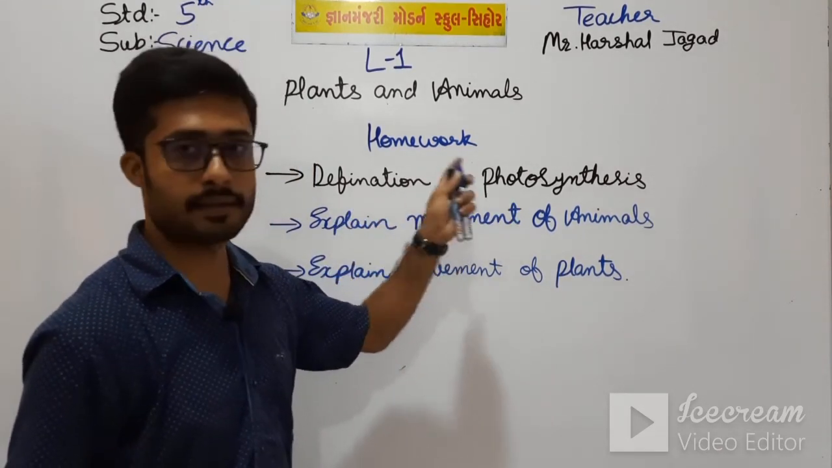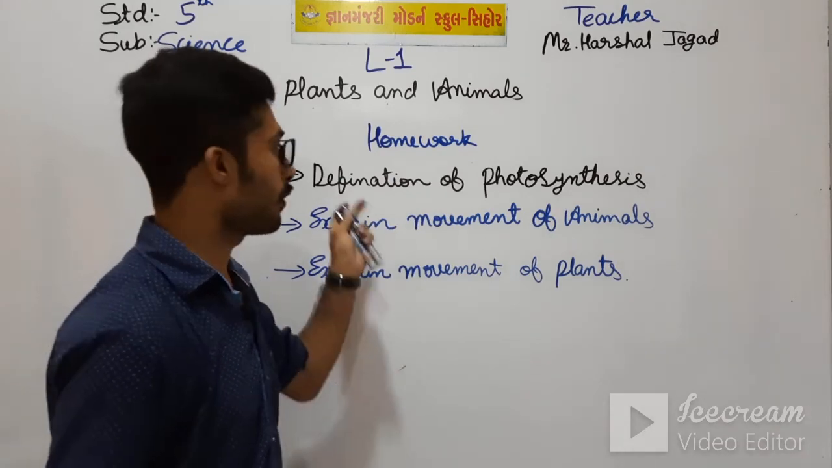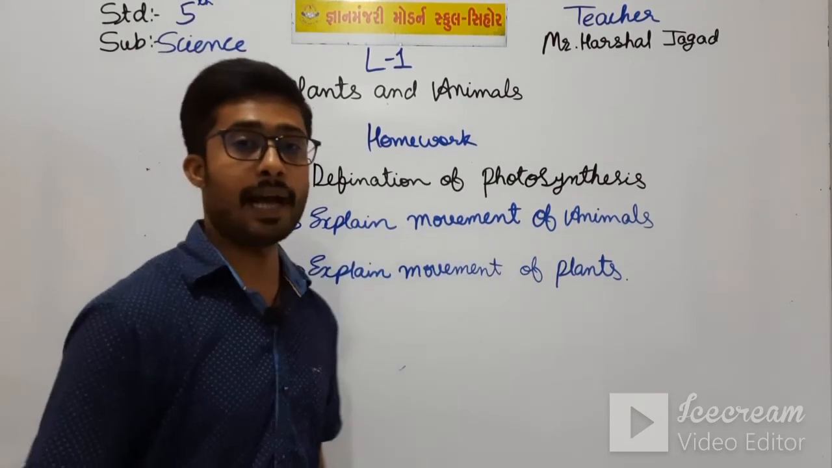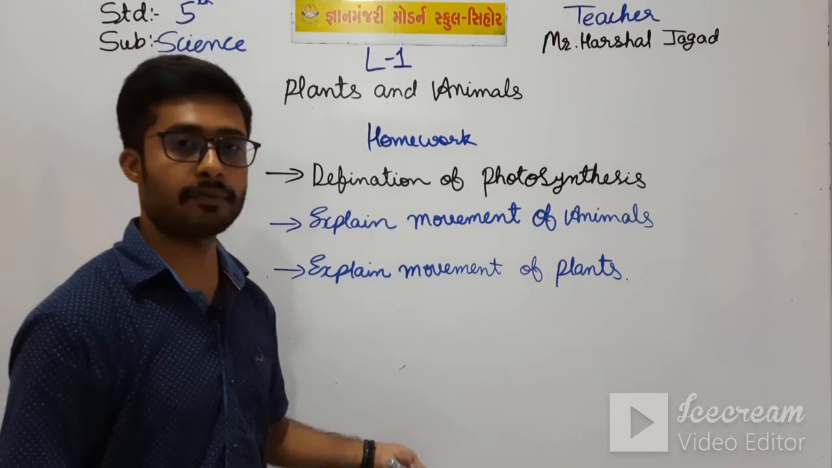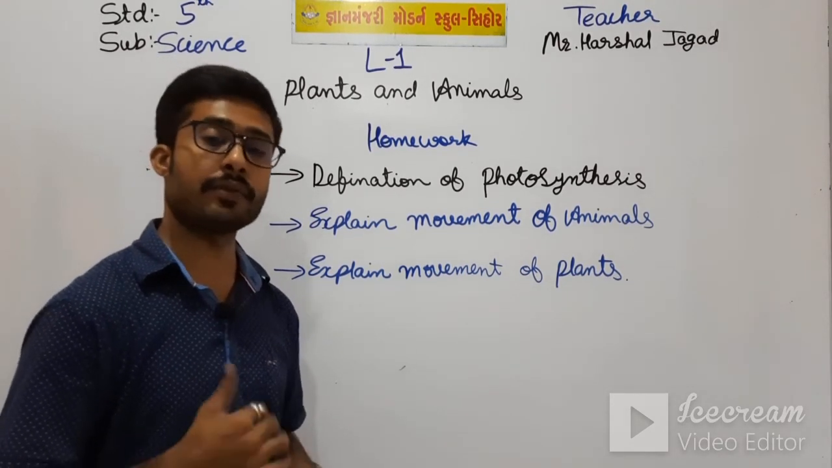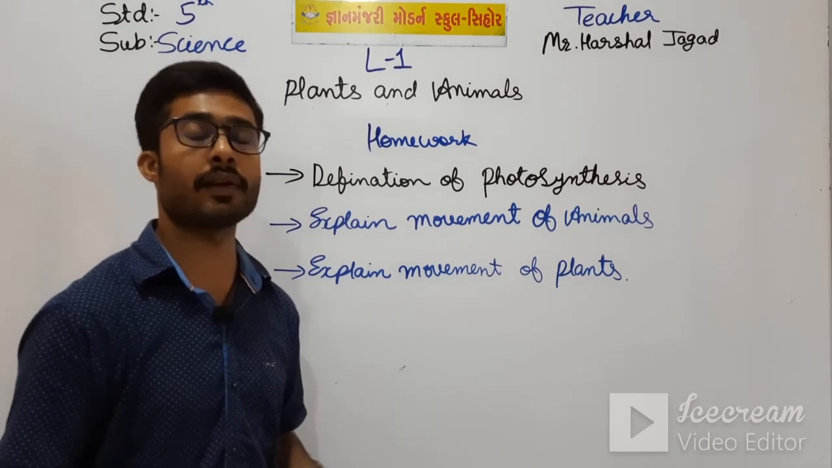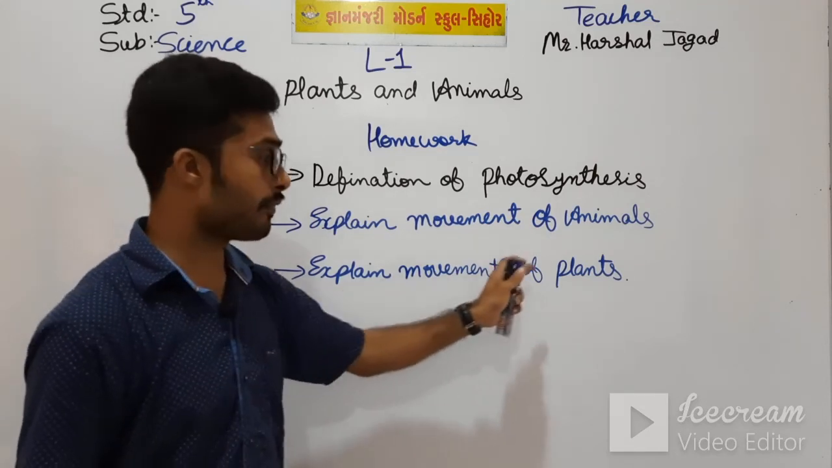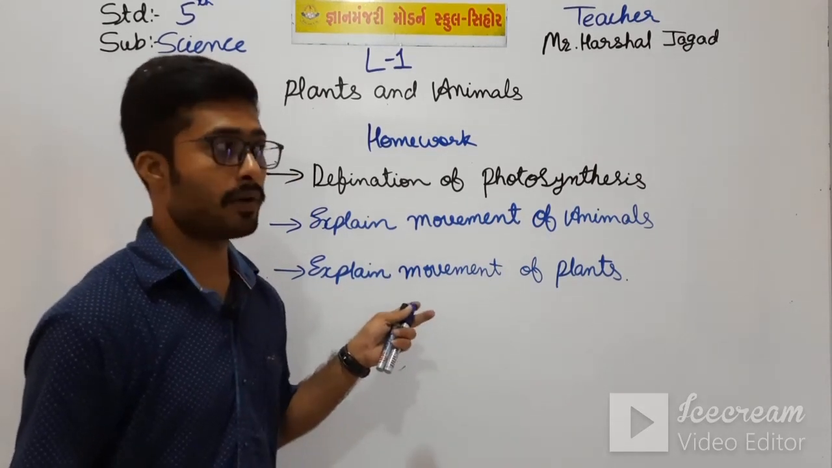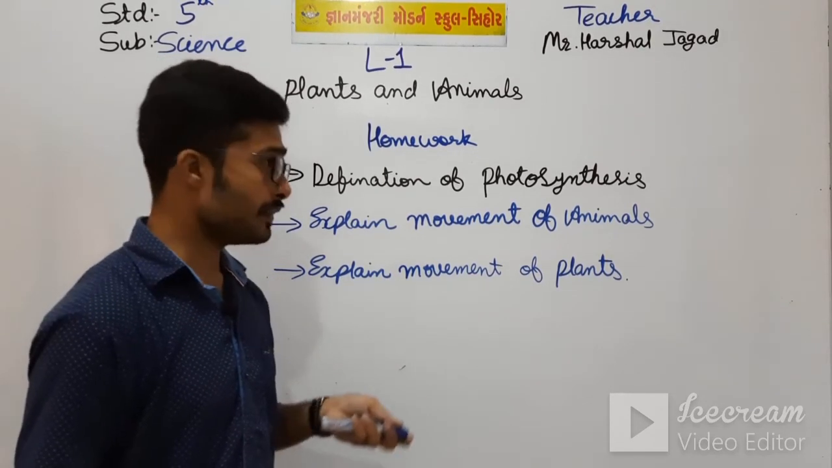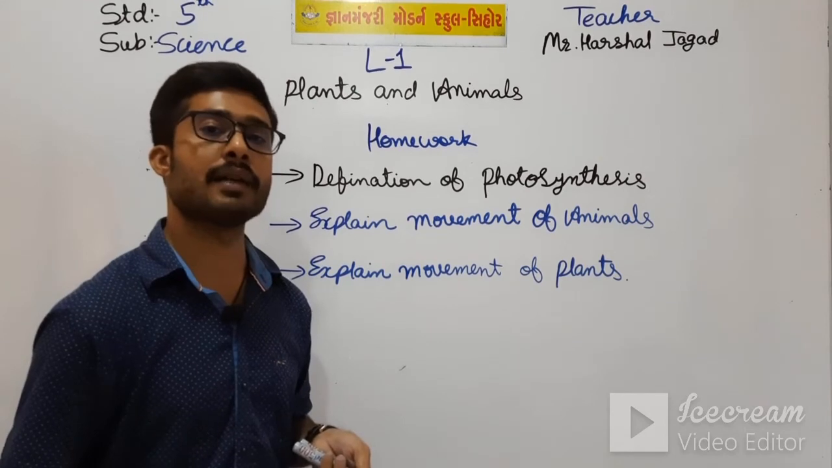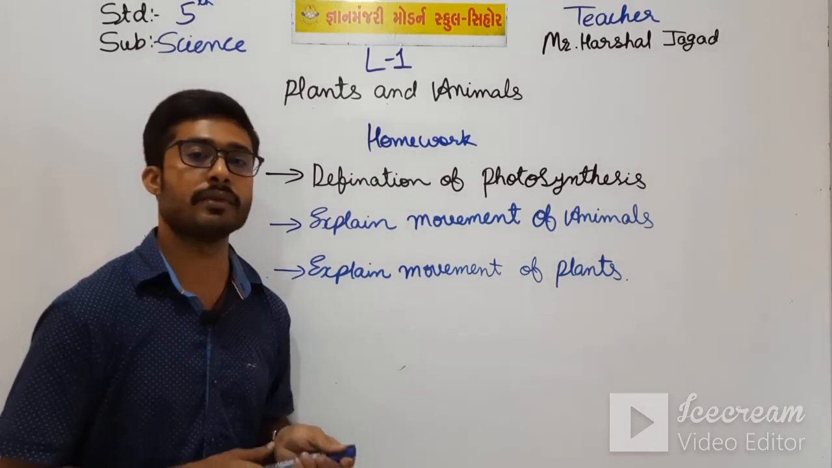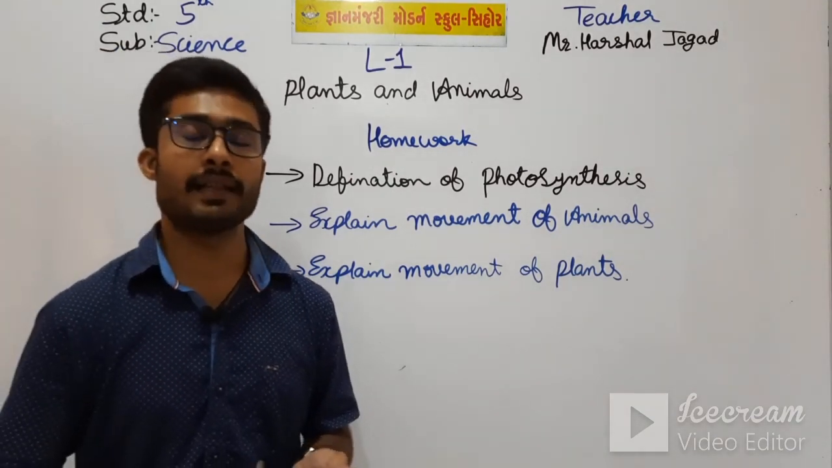Definition of photosynthesis. You have to write the process of photosynthesis, and for the next question you have to explain the movement of animals. Just before, we have seen that animals move from one place to another for their food, shelter, water and protection from their enemies. You have to write that. And explain movement of plants. In this you have to write that they don't move from one place to another, but certain parts of the plants move.